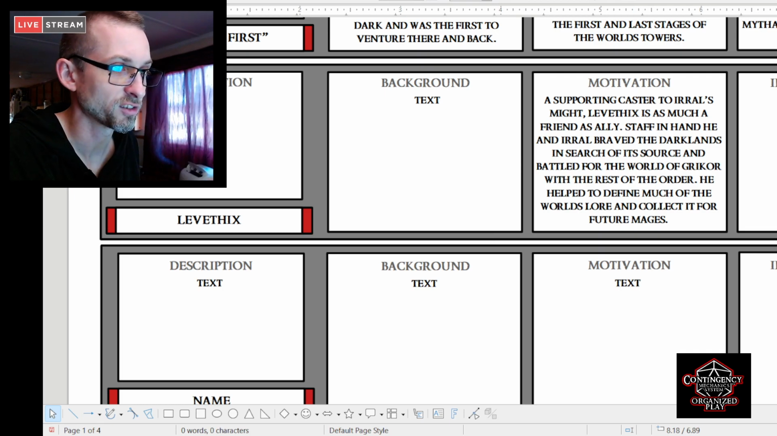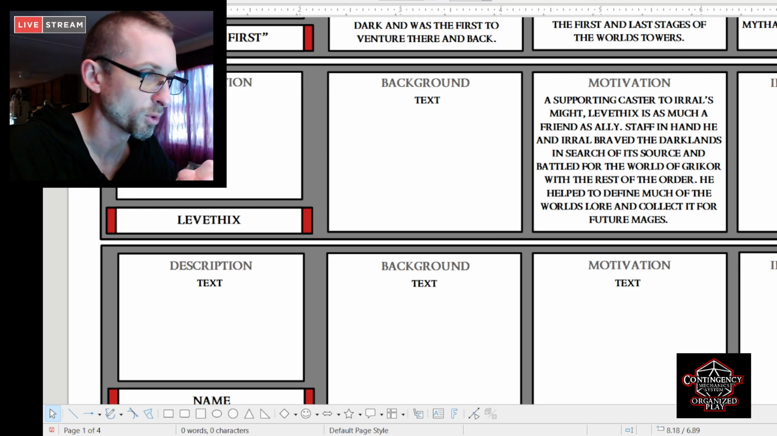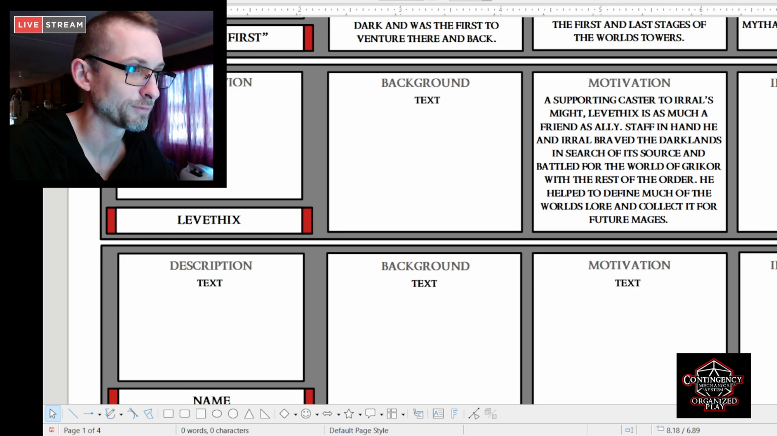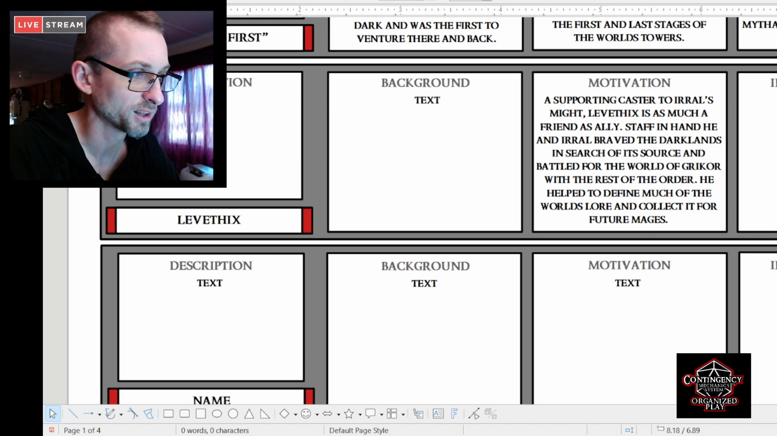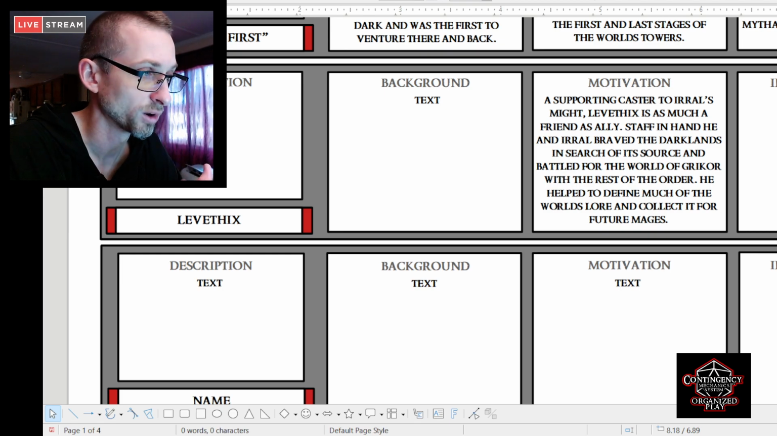So motivation-wise, Levithix, a supporting caster to Aral's might. Levithix is as much a friend as ally. Staff in hand, he and Aral braved the Darklands in search of its source and battled for the world of Gricor with the rest of the Order. He helped to define much of the world's lore and collect it for future mages. That's his motivation. His motivation is he is Aral's friend. He is also Aral's ally.